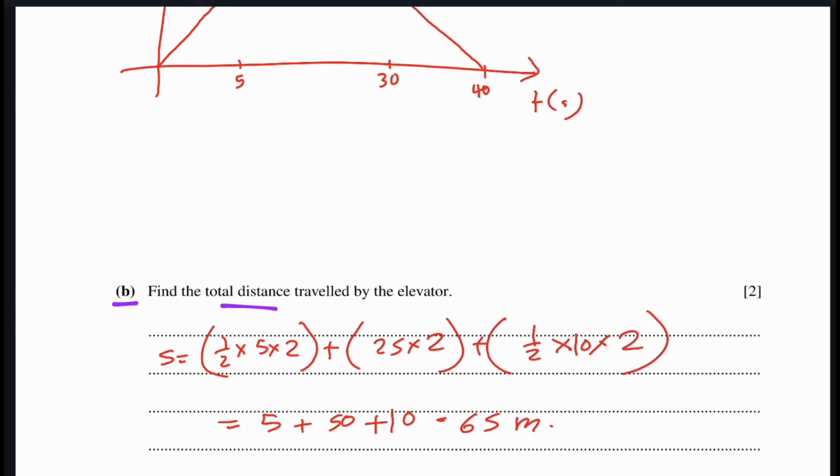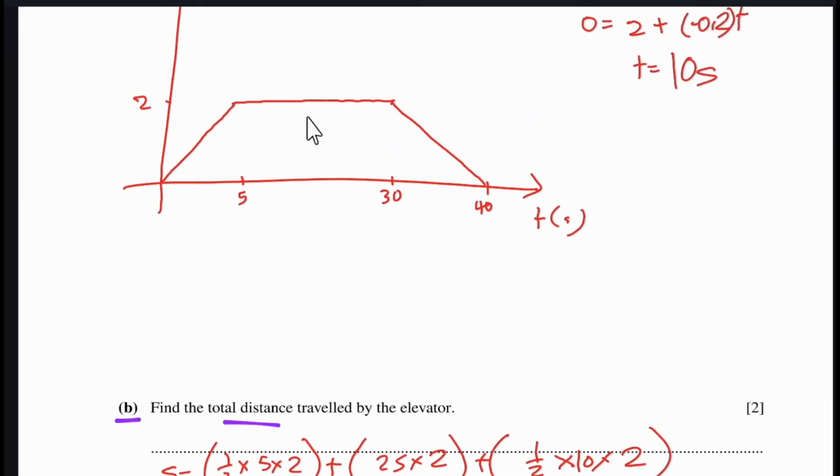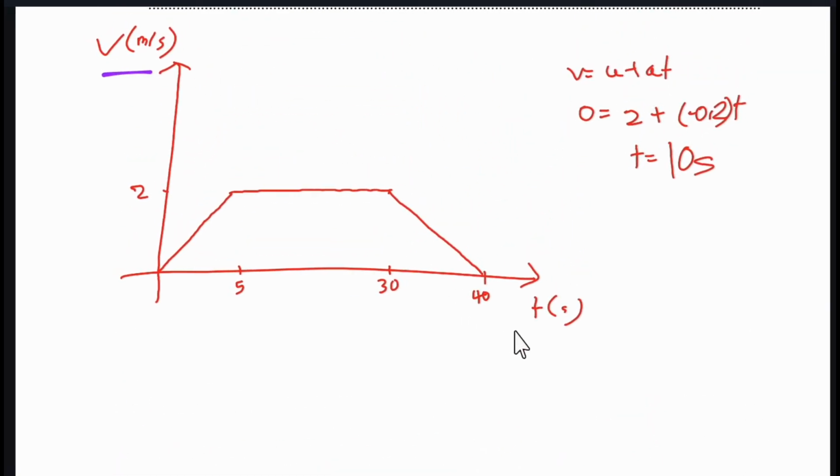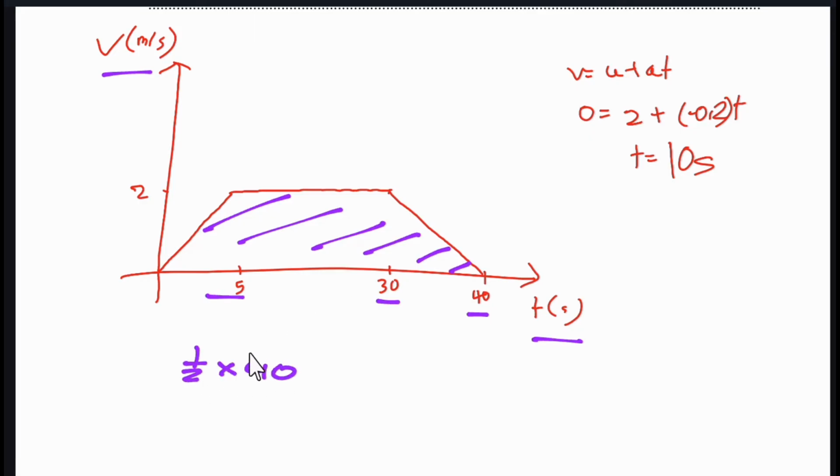6, part B, find the total distance traveled by the elevator. So what is the total distance? We have initially drawn a velocity time graph, and the distance is the area under the velocity time graph. So this area under the velocity time graph is the total distance or the total displacement. That is, the total displacement would be half into the sum of two parallel sides, that is 40, plus 30 minus 5, that is 25, into the height of 2. So the distance comes to be 65 meter as our answer.